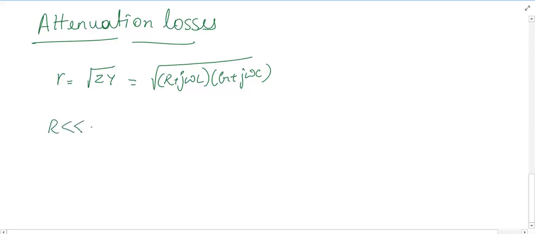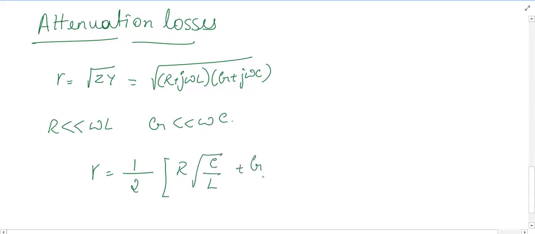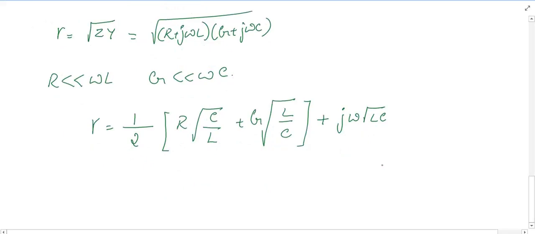What next can we do? For R very much less than omega L and for G very much less than omega C, we can substitute all those relations and expand the Taylor series. After that, as we had done in our first module, we end up with an expression. If you have any confusion, turn pages and check this expression from your first module. So gamma, after expanding through the Taylor series and simplifying, is equal to half R root of C by L plus G root of L by C plus j omega root of LC.